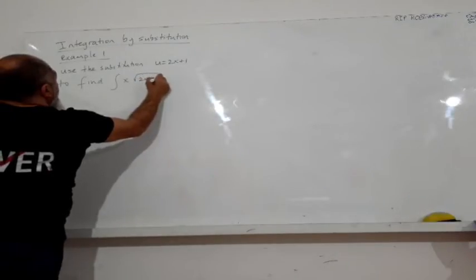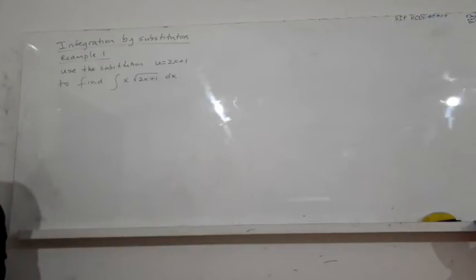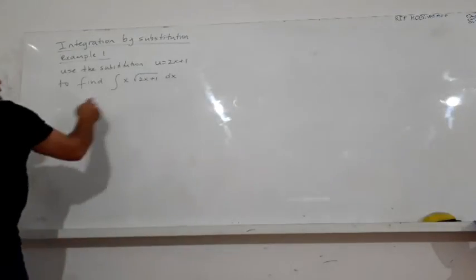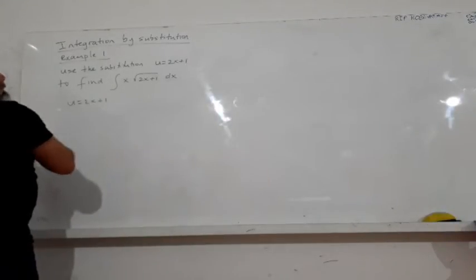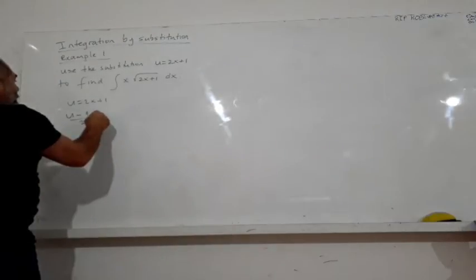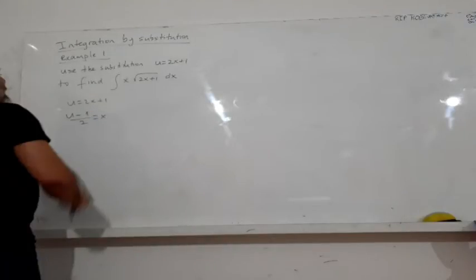Here, if u is 2x plus 1, let's make x the subject of the equation. u minus 1 over 2 is equal to x. And if u is 2x plus 1, du over dx is going to be 2. So du over 2 will be dx. Now, what was our question? Our question was x square root 2x plus 1 dx.